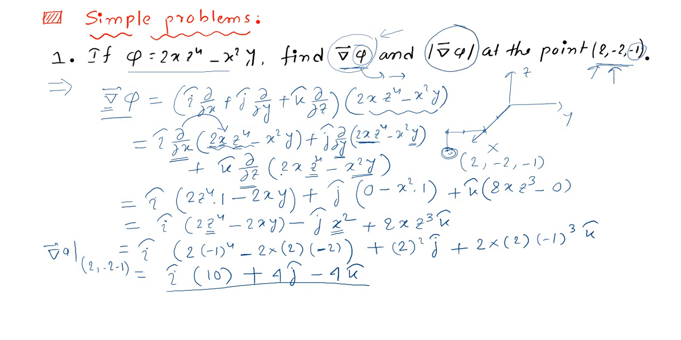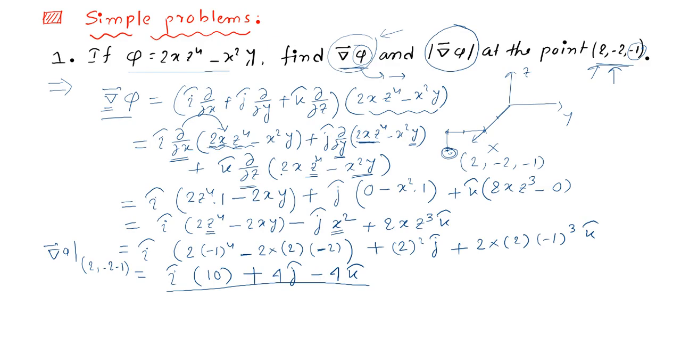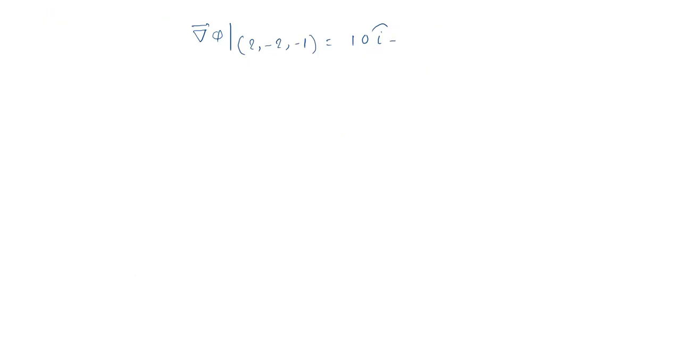So let's take another page. Here what we have found out is that the gradient of phi at the point 2, minus 2 and minus 1 is 10 i cap plus 4 j cap minus 4 k cap, right? So what is the magnitude of this gradient of phi at the same point?